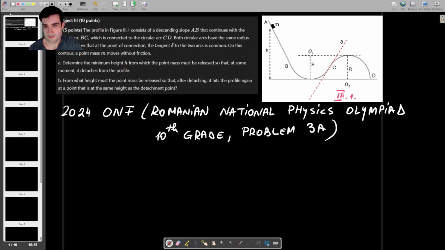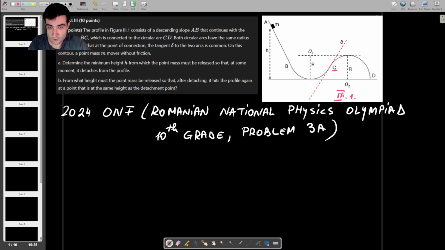In any case, this profile consists of a descending slope AB, which continues with a circular arc BC and then is connected to another circular arc CD. Both circular arcs have the same radius R, and it's known that at the point of connection, point C, because there's arc BC and arc CD, so clearly C is the point of connection, the tangent small delta to the 2 arcs is common.